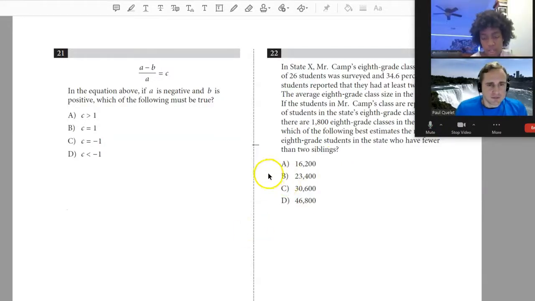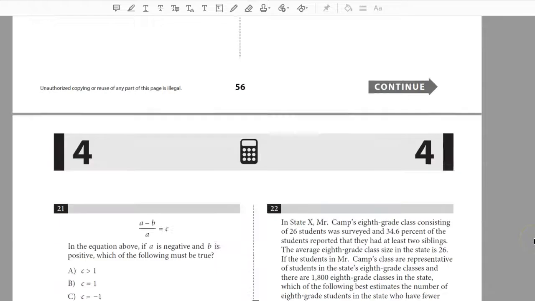26 students were surveyed and they reported at least 2 siblings.